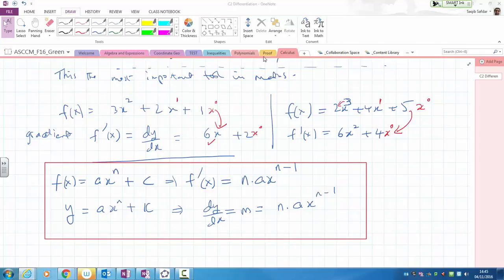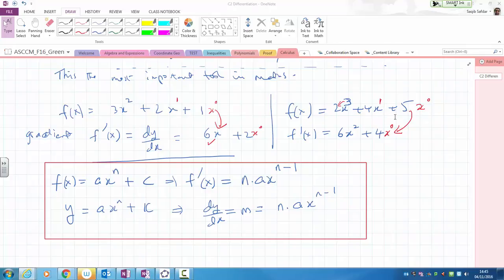So with f(x) equals 2x cubed, we've got 2 times 3, which is 6. 3 take away 1, which is 2. You've got 4x to the power 1. The power comes down, so you've got 4 times 1. You take 1 away from the power, so you get x to the 0.